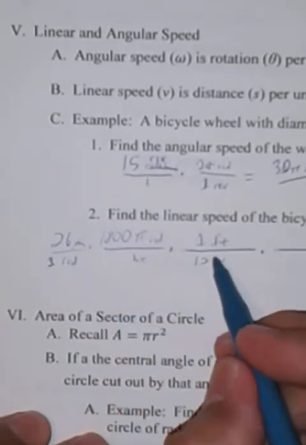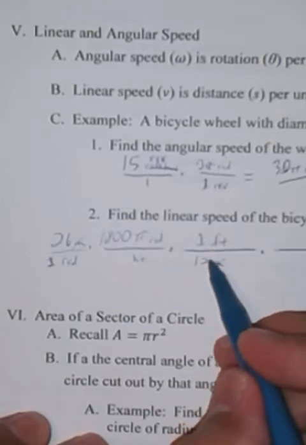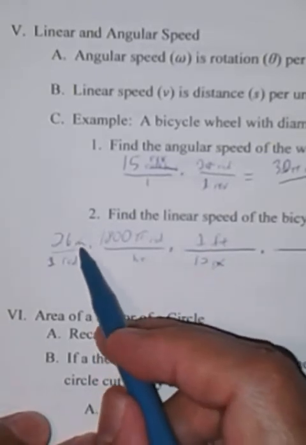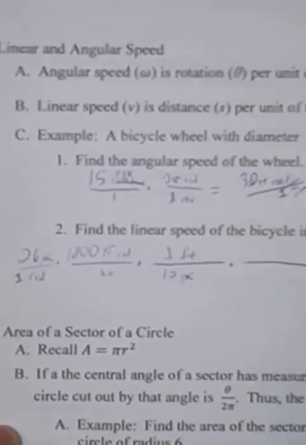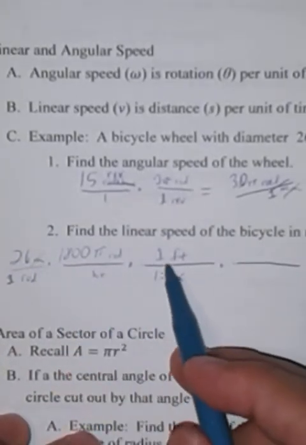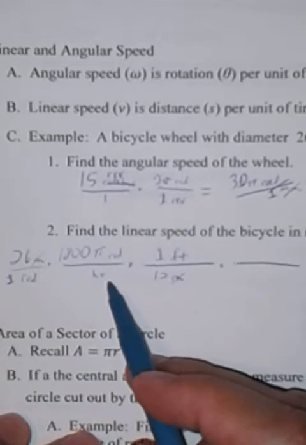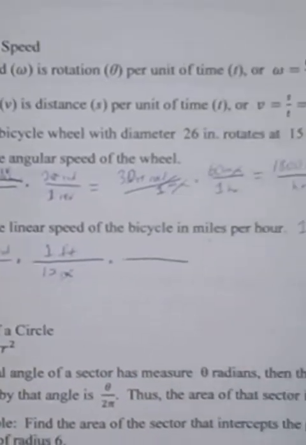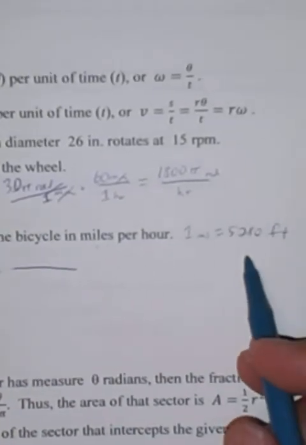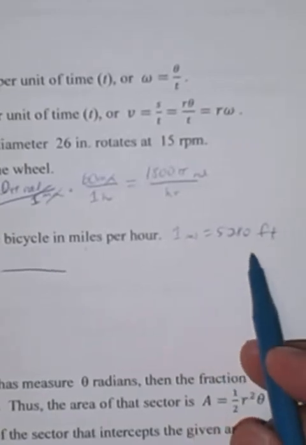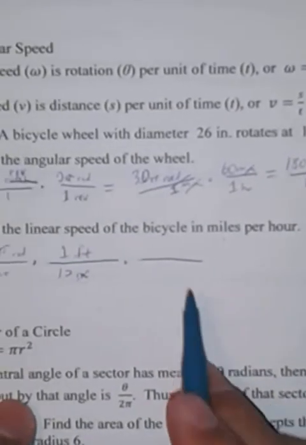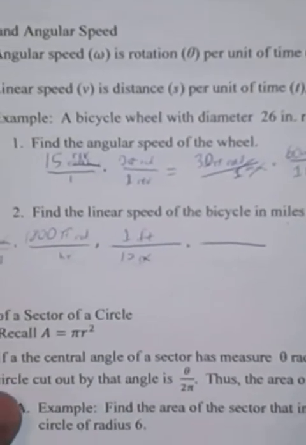So how do I decide to write, if 1 foot makes 12 inches, how do I decide to write the 12 inches underneath? Because the 26 inches is up here and it'll cancel. Right? And that'll give it to me. Notice once I do that, that'll be in feet per hour. And then I need to know that 1 mile is 5280 feet. So I'll leave that to you, and we'll finish it in class.